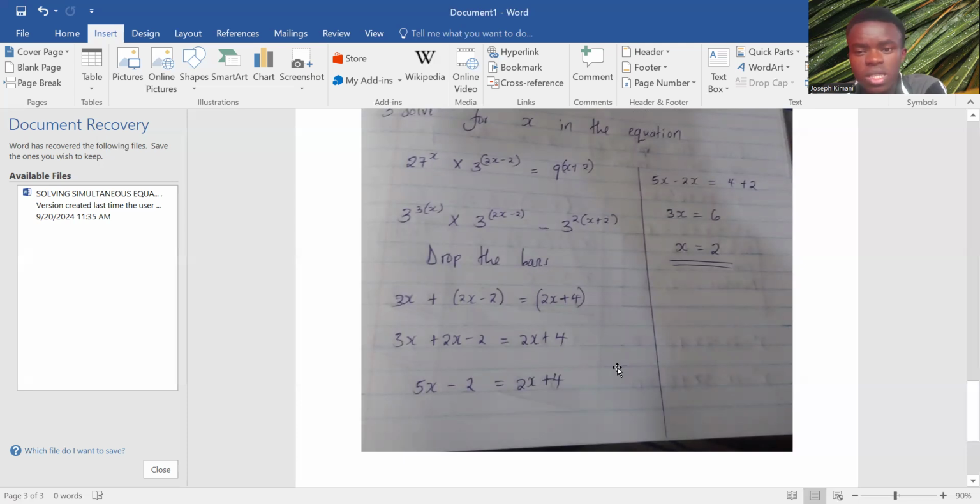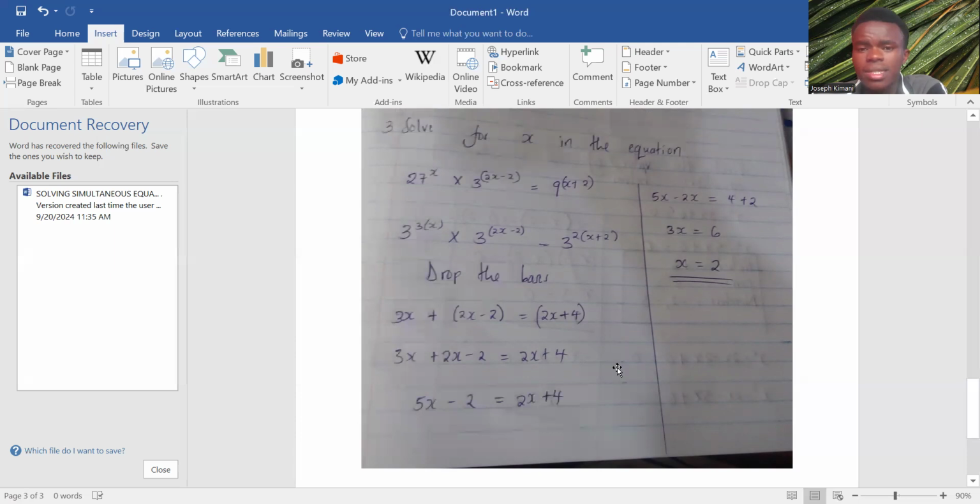So 5x minus 2x gives you 3x is equals to 4 plus 2, which is 6. So if you divide both sides by 3, remember I want to remain with x alone, divide both sides by 3. That will give you x is equals to 2. So basically, that's the value of x. And as you can see, it's not complicated to solve indices.